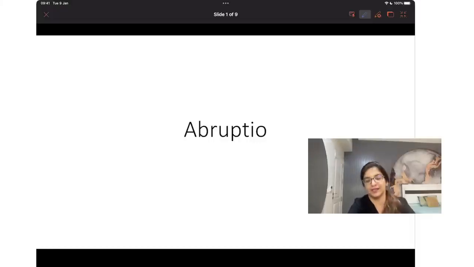Babu Sahuta, yes, abruptio is very important for your upcoming NORCET exam also, right? So this topic is very important for NORCET, and this topic is also important for upcoming FMGE. ठीक है, चलो, let's begin.